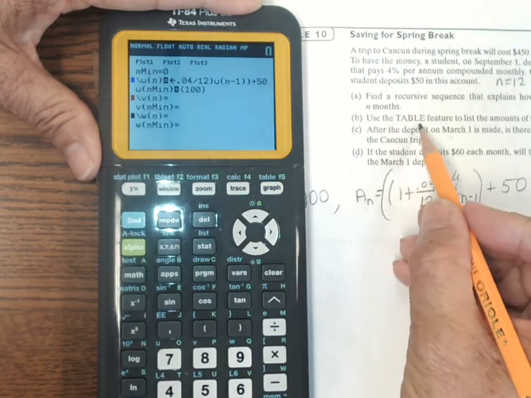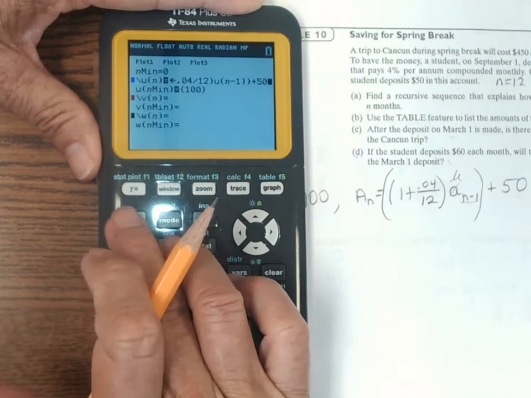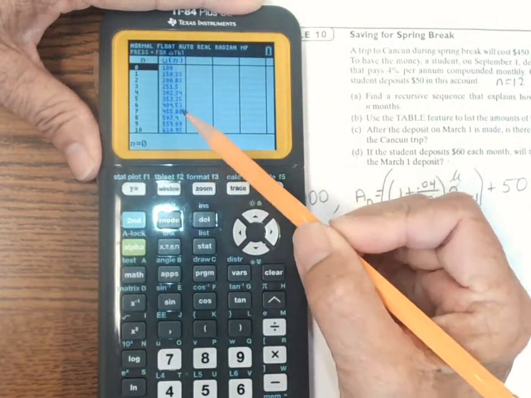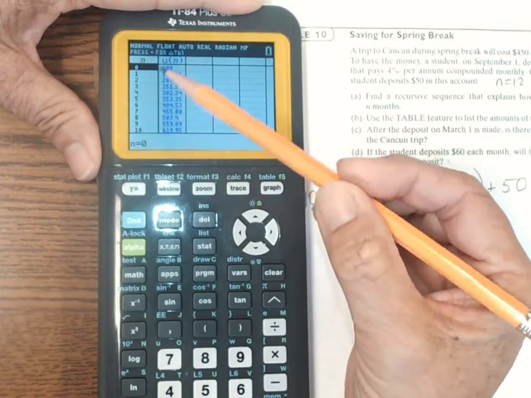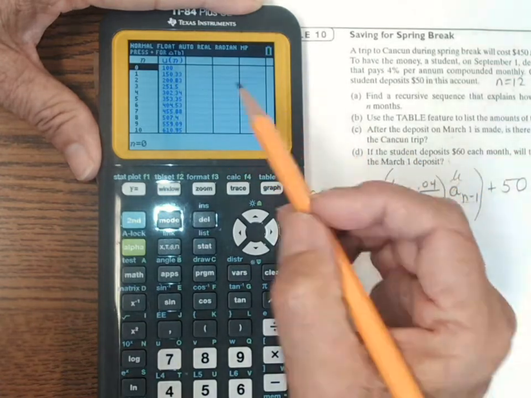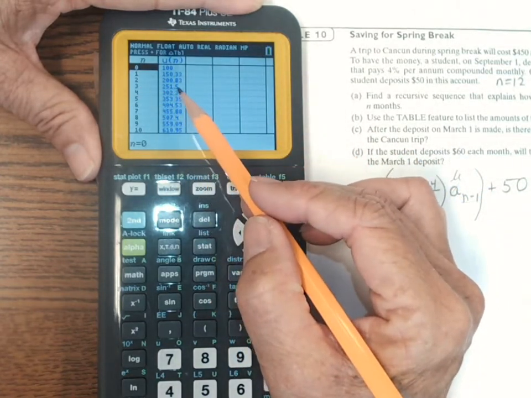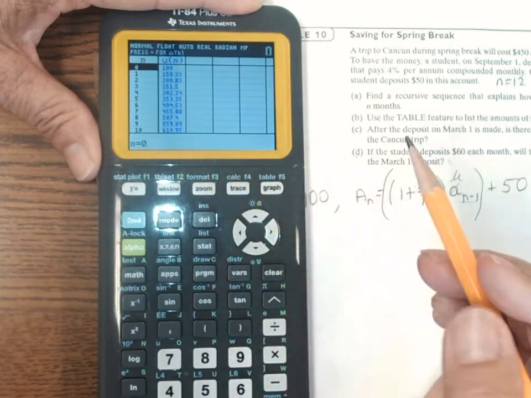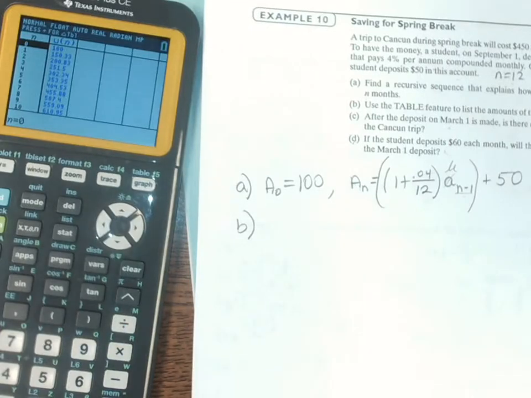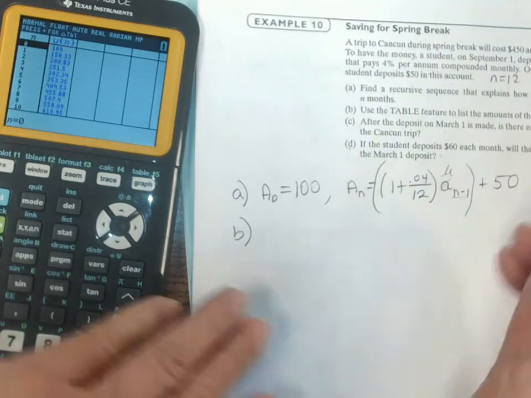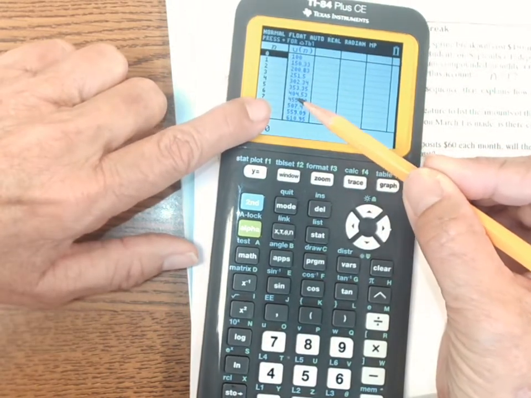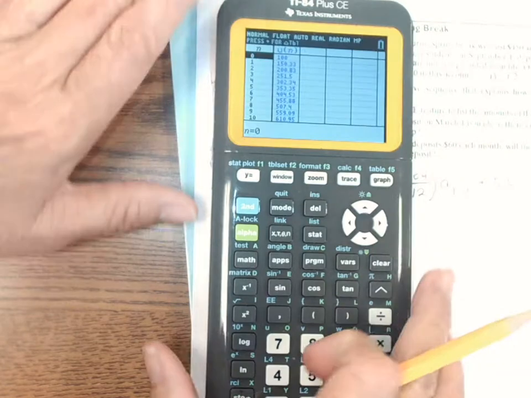And now we want to use the table feature. To get tables, the same way we do with functions, second graph. Notice it's going to give me a list of values with n on the left, and then my term value on the right. So for the third month, I would have $251.50, and so on. That's how we would get the values there. And if I wanted to write down the first 6 months, I would just write down up to the 6th there, and I could have the values written down.